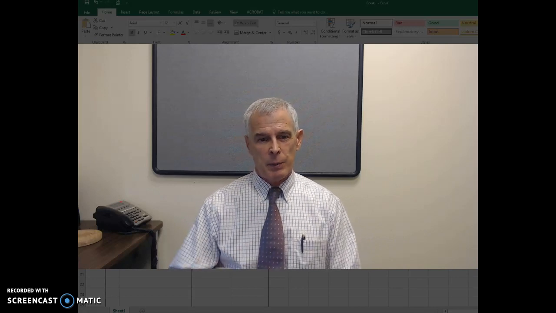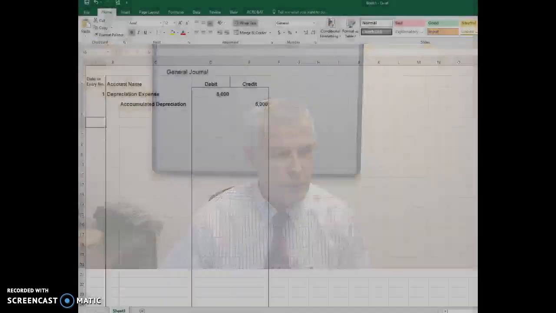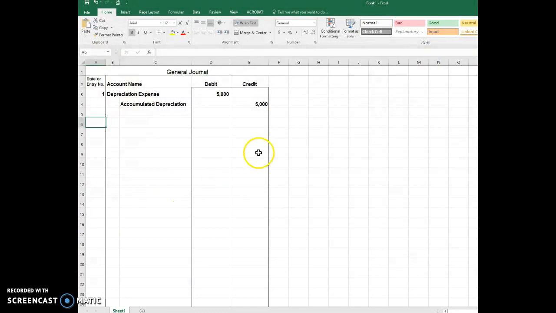So let's get to it. Let me bring up the spreadsheet. Here it is. You can see an example I already have down for an adjusting entry. If you're given the fact that depreciation that needs to be recorded on equipment, for example, is $5,000, this is the entry you would make. You would debit depreciation expense and you would credit accumulated depreciation.